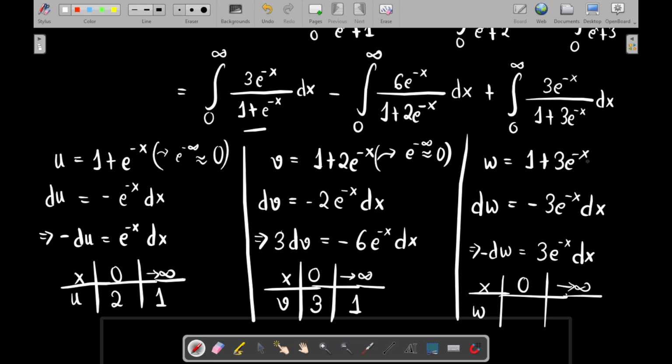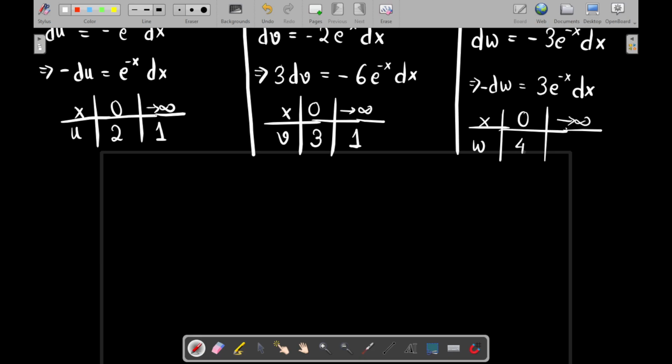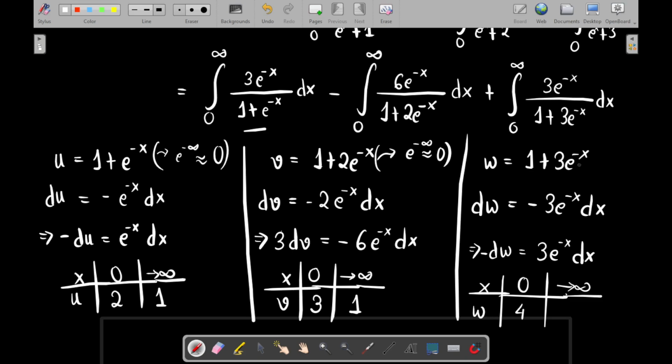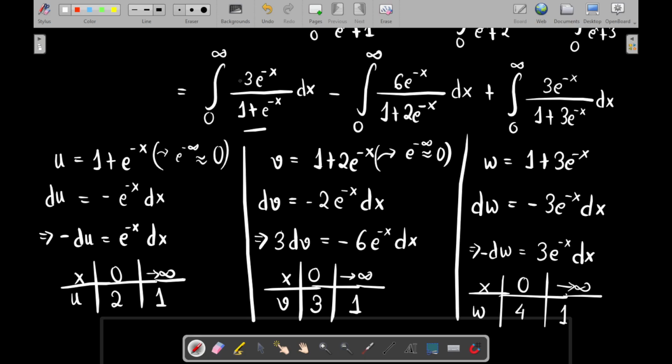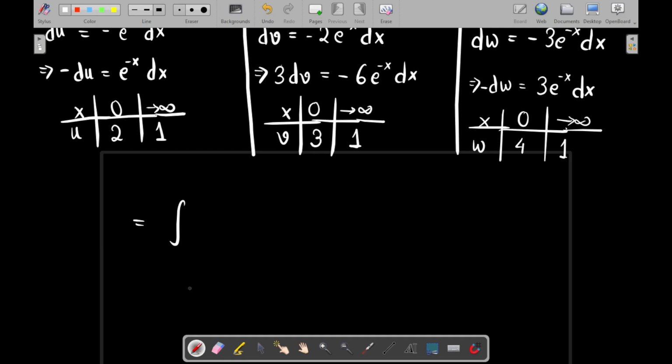As x is 0, this will become just 3. 1 plus 3 will be 4, and the last term will be again 1 plus 0, so this will be just 1. Okay, so in the original integral, on putting these values we get u goes from 2 to 1.